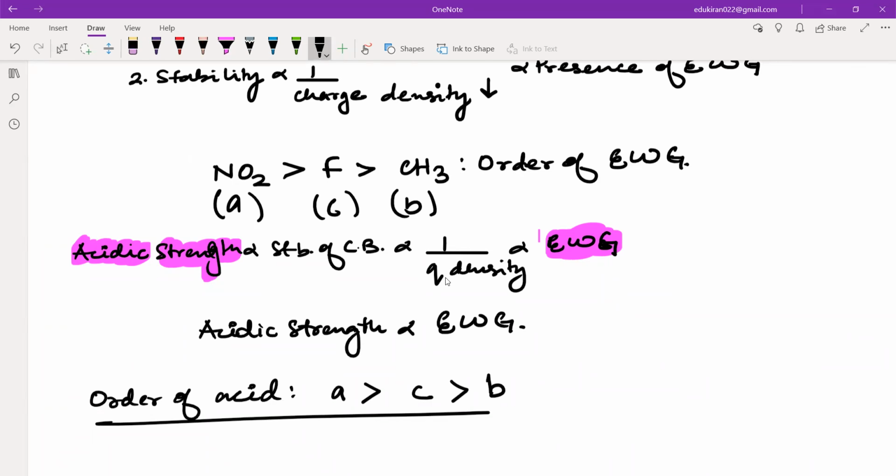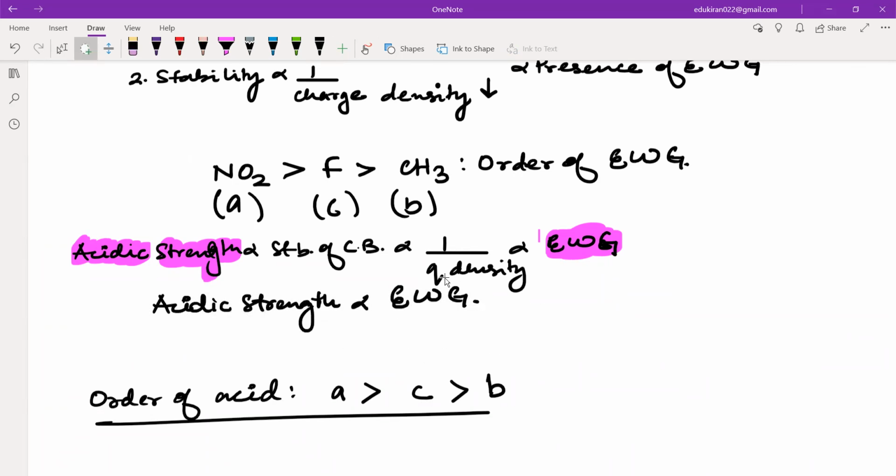Write one more thing you can write here. See the acidic strength, and if it is directly proportional to the presence of electron withdrawing group, that means it would be inversely proportional to the presence of electron donating group, right? So acidic strength will be inversely proportional to the electron donating group. So if there is more electron donating group, that means the negative charge will be highly unstable.